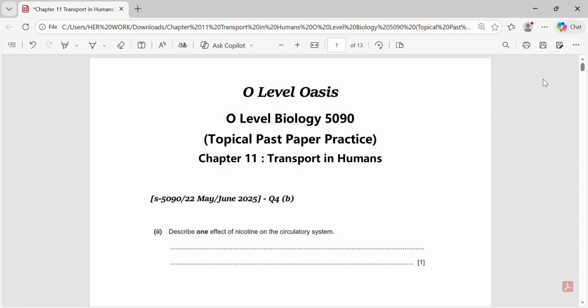So, let's get started. The first question we have is a theory-based question which says, describe one effect of nicotine on the circulatory system. This question is asking us to recall the harmful effects of nicotine on the heart and blood vessels and to describe at least one clear effect in biological terms.